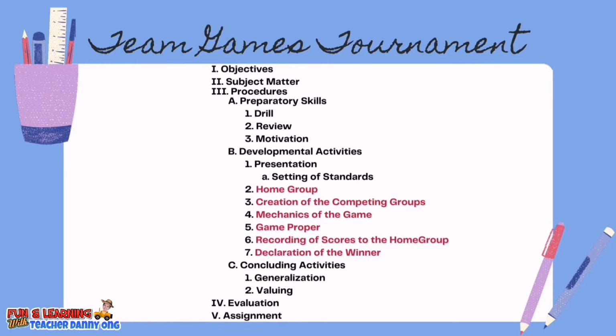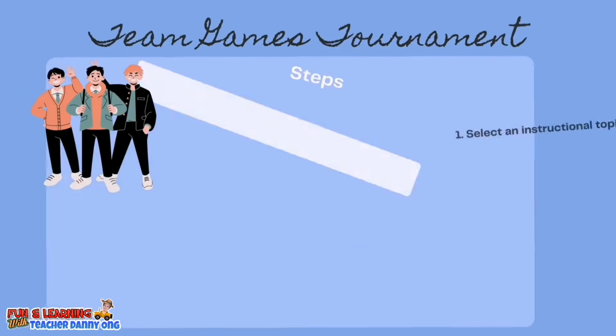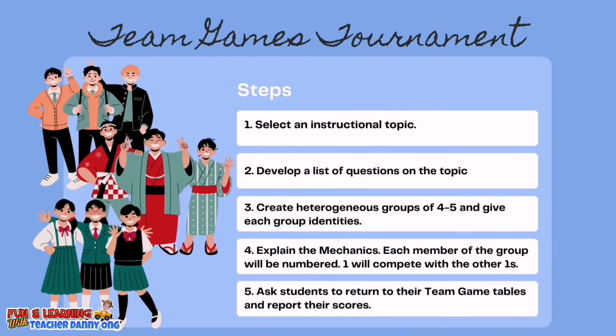We create home groups and competent groups, and of course, for the mechanics of the game, here are the simple steps that will guide you in Team Games Tournament. First, we select the instructional topic and present it to the students. Second, we develop the list of questions related to the topic. Third, we create heterogeneous groups of 4 to 5 and give each group identities such as tomato group, kamote group, potato group, or whatsoever.